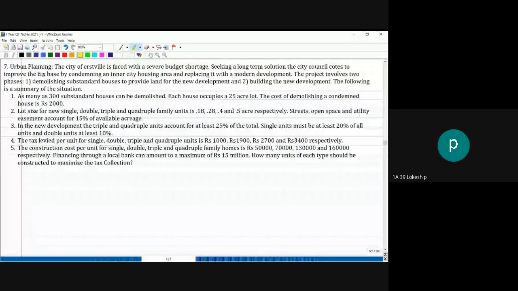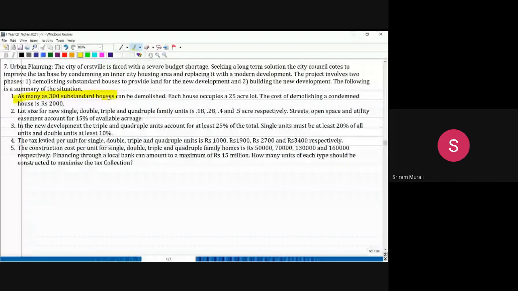Yes, sir. Urban planning: some city is having a budget shortage, and they want to demolish some housing area where they want to bring a modern development. How are they going to demolish the buildings? They are not going to demolish all the buildings. They will demolish only the houses which are not in a standard form. Substandard houses will be demolished, so we want to identify them. Then we will bring the new development, where we will look at the conditions and constraints given.